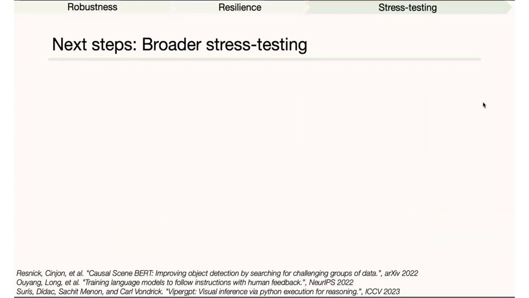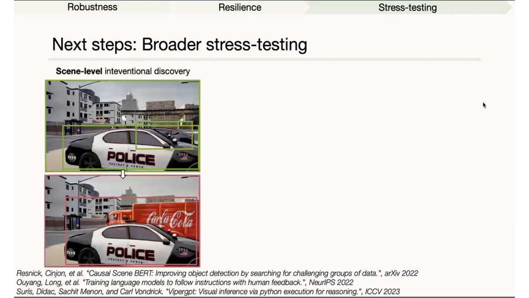In terms of next steps, we can go beyond image classification to tasks like detection, where it's more complicated because you have interactions between different objects, and we can do scene-level interventional discovery. For example, find that if there's a Coca-Cola truck behind this police vehicle, then the model can no longer detect it.